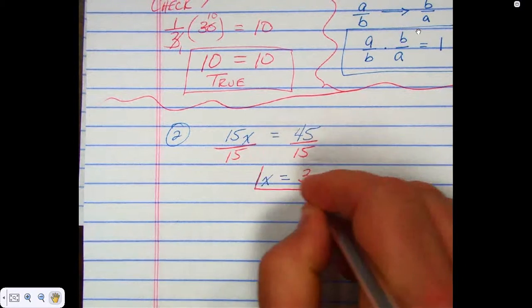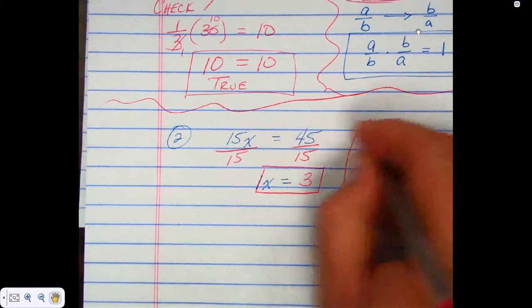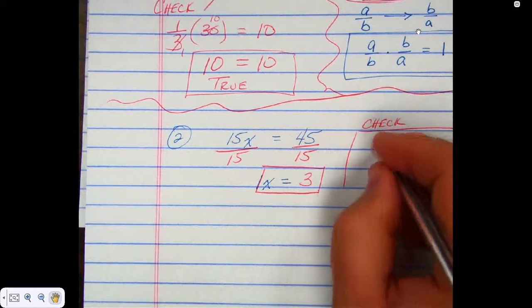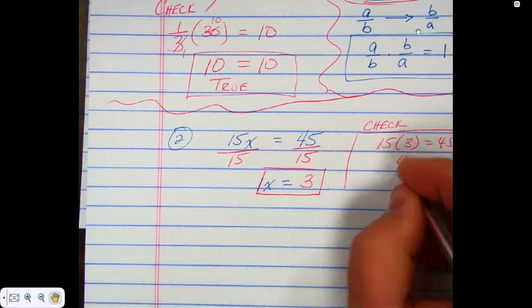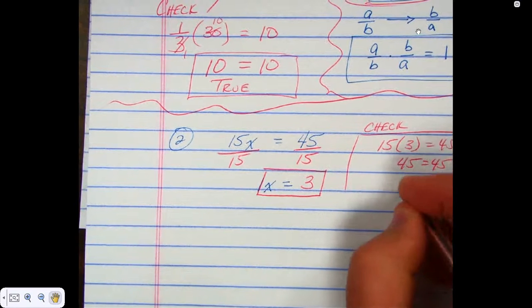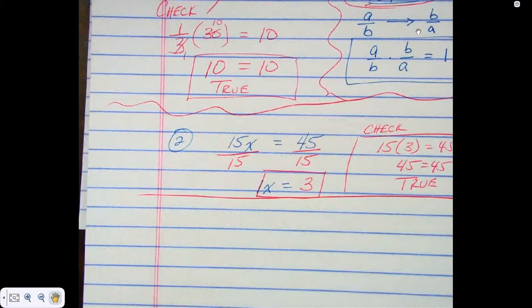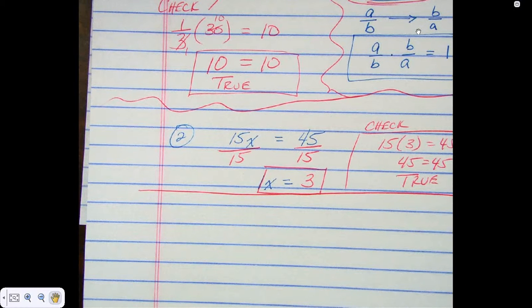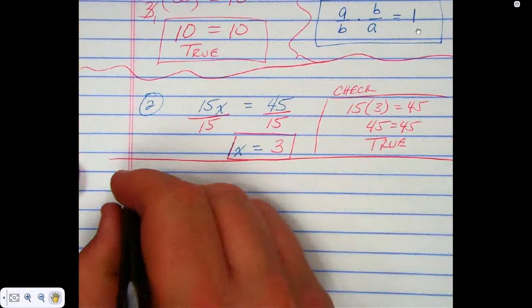1x equals 3. Your check should be very simple. You're simply going to do 15 times whatever x is. You found 3. You get 45 equal to 45. Is that a true statement? Yes. If so, write the word true. Well, those were both examples where I had what in front? A positive number.